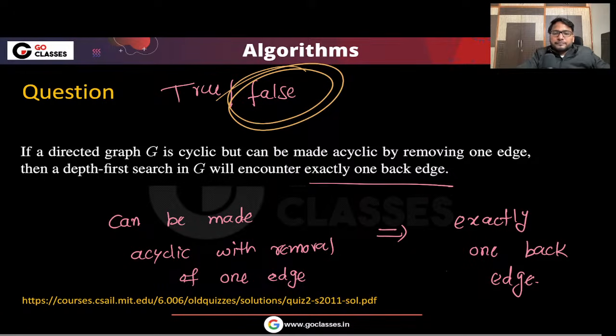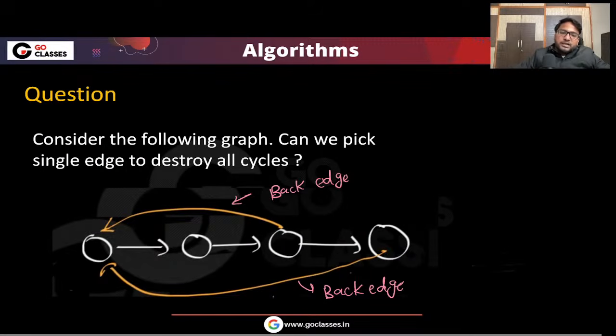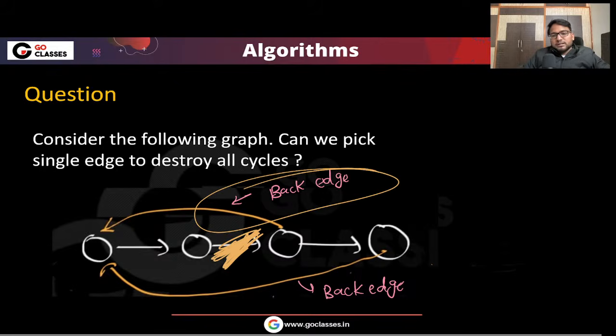Great. We have seen removal of one edge. Here also the removal of one edge, here also removal of one edge destroying all the cycles. But it doesn't mean that there is only one back edge, right? So that's why it is false. Removal of one edge is destroying all the cycles, but it doesn't mean there is only one back edge. There are two back edges, right?